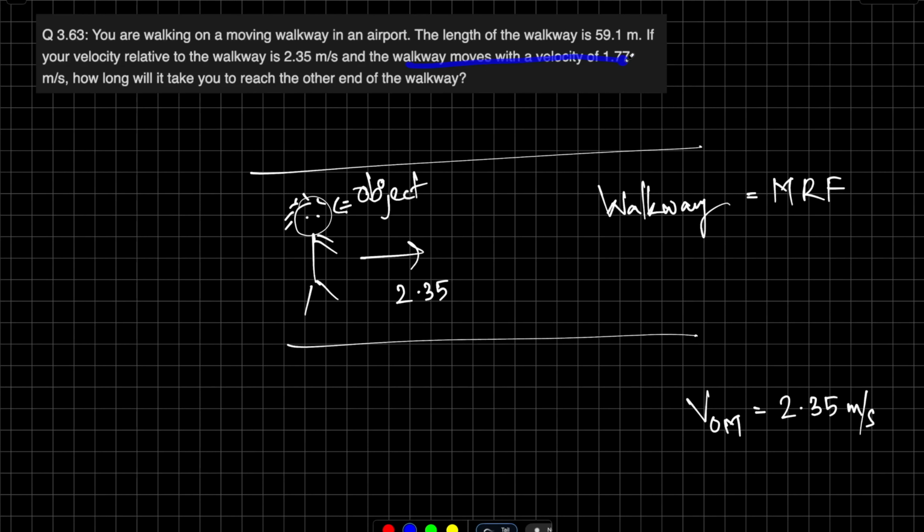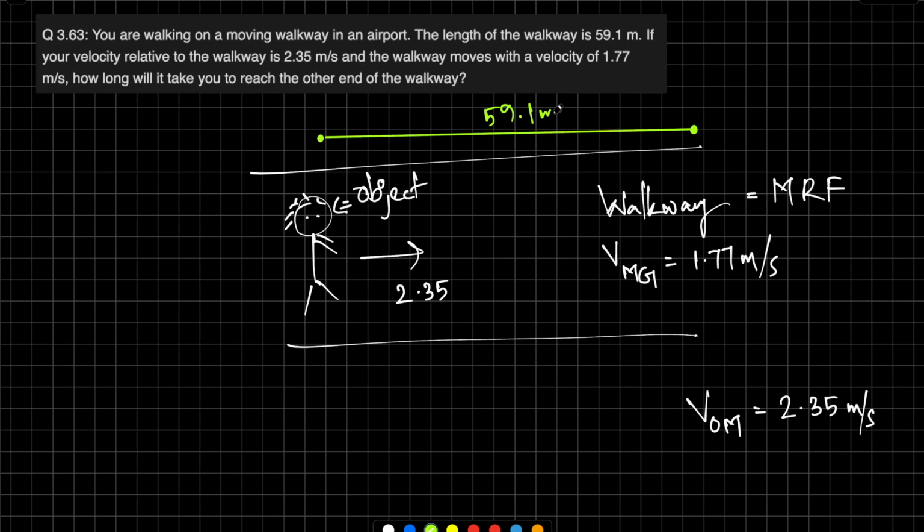The walkway moves with a velocity of 1.77 meters per second. The velocity of the walkway, or moving reference frame, is 1.77 meters per second. If I write just VM, that means VMG, the velocity of the moving reference frame with respect to ground, which is 1.77 meters per second. How long will it take you to reach the other end of the walkway? So we need to find the time, right? This is the starting point. This is the ending point. This distance is 59.1 meters. We need to find the time.